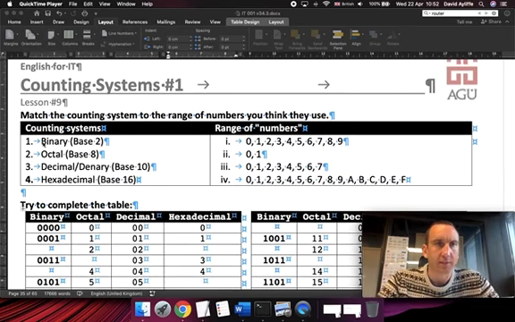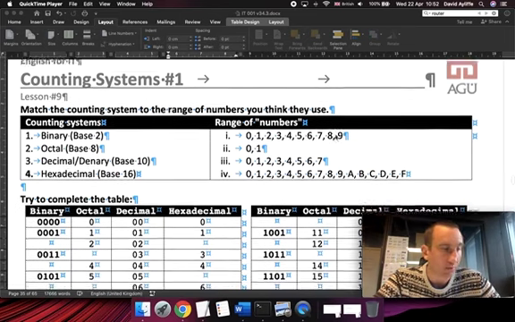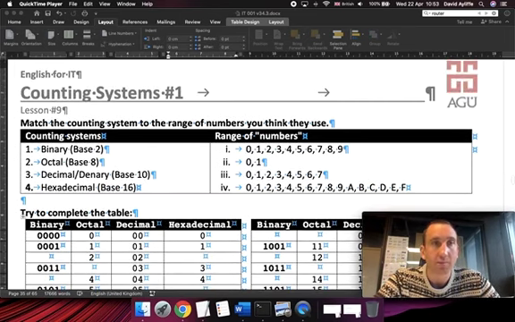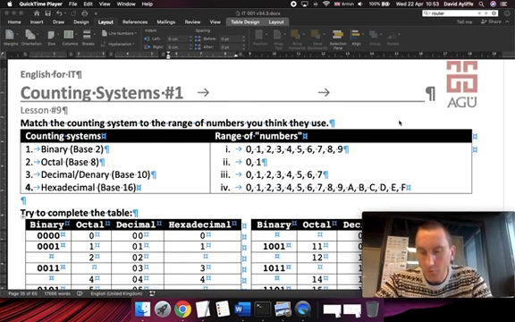Now we've got 4 main counting systems. We've got binary, otherwise called base 2, octal, sometimes called base 8, decimal or denary, sometimes called base 10, and hexadecimal, sometimes called base 16. Here we can see a range of numbers. First of all, maybe pause the video before I give you the answers. Try to match the counting system with the range of numbers you think they use. You can resume the video when you think you have an answer.